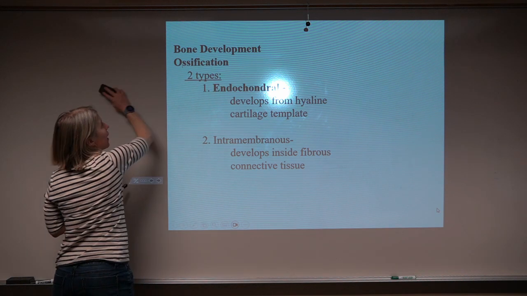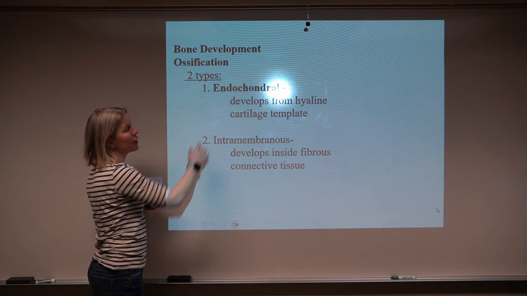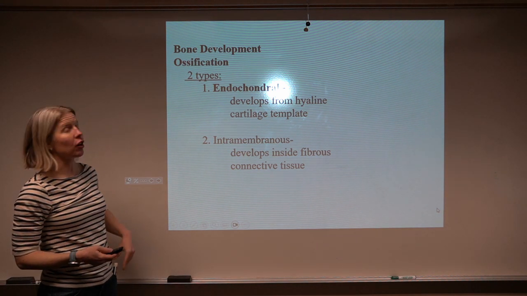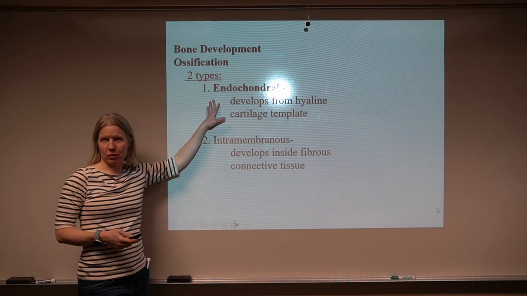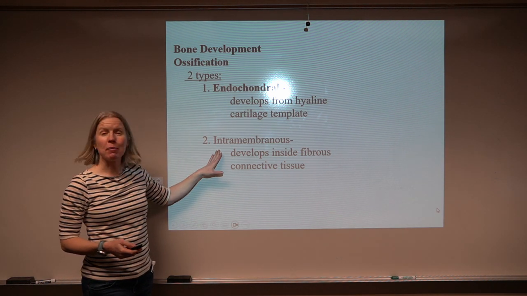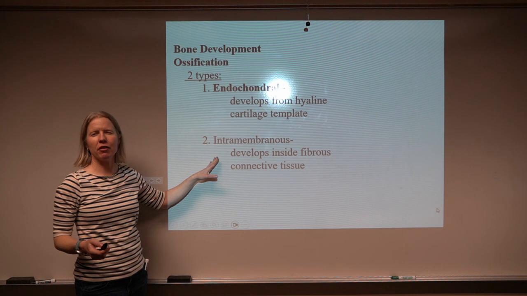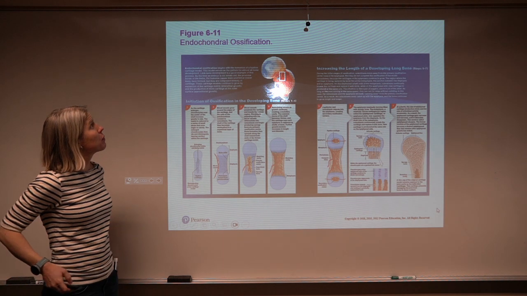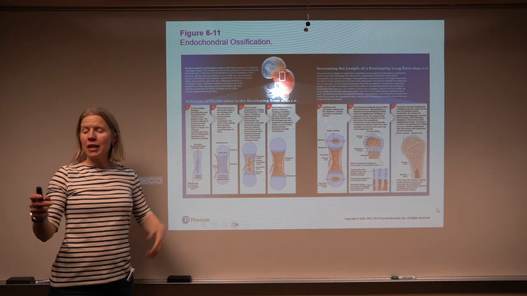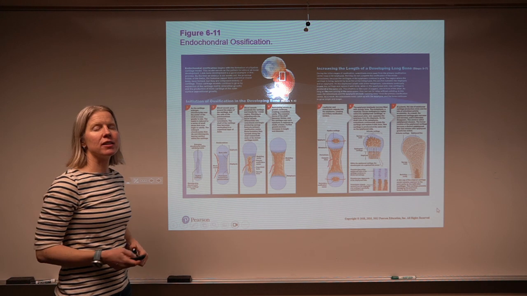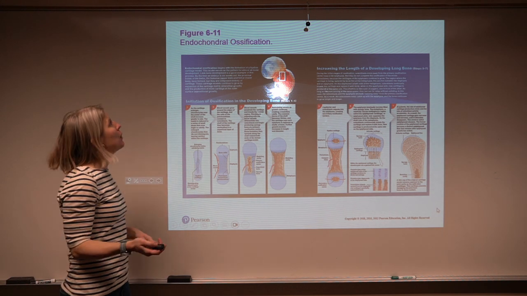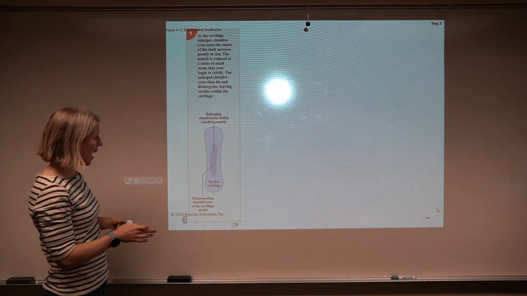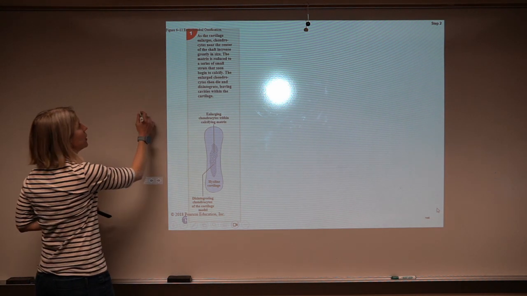I had it all written out for you, right? Endochondral, again, this is that hyaline cartilage template. This is going to be the majority of our bones, long bones, short bones, that sort of thing. Intramembranous, particularly here we think of the flat bones. A fibrous connective tissue is the template there. So you have a couple amazing images in your textbook that kind of lay out this entire process. Endochondral ossification starts out with this hyaline cartilage template.